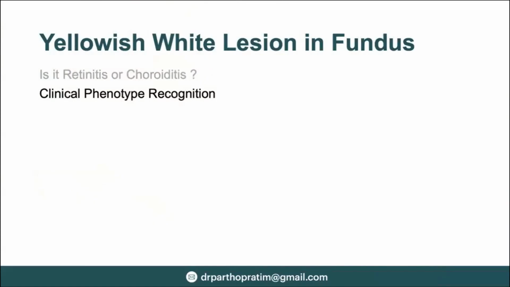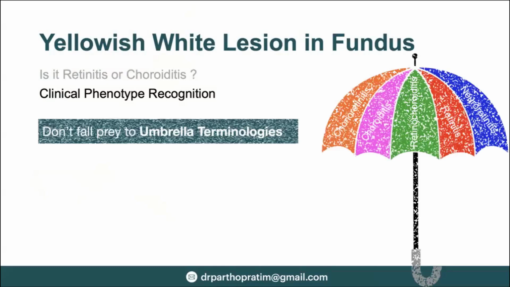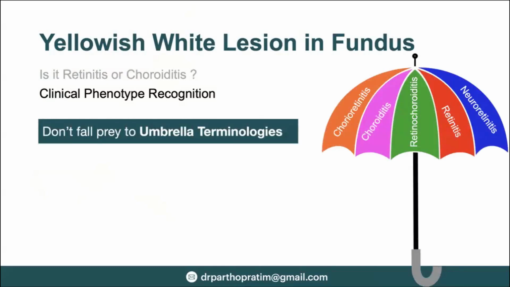Now, let's come to clinical phenotype recognition in such cases of yellow lesion. Don't fall prey to the umbrella terminology. Uveitis is a condition where we use umbrella terminology to categorize all these kinds of inflammation. For example, we call it choroiditis, we call it retinitis, we call it retinochoroiditis, and several terms come under one umbrella.